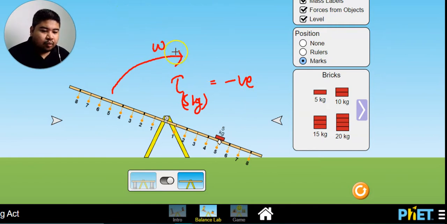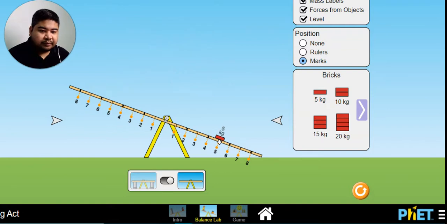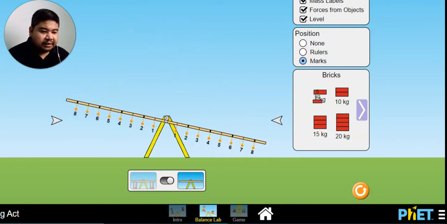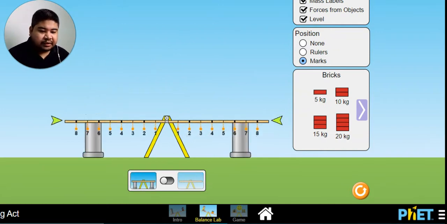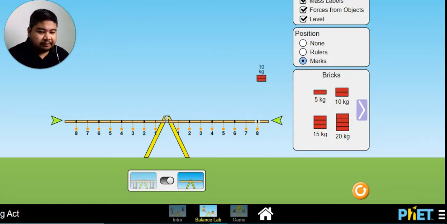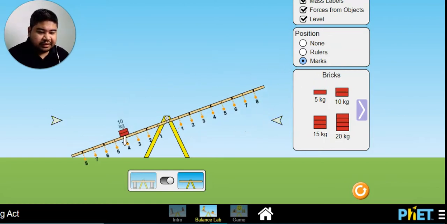Okay, what if we want the beam to be balanced? If I remove it first, okay, put it back. Now it goes back to the equilibrium position. We support it on both sides and then we remove the support. Now the beam is balanced. If we place 10 kg on the left, let's say at the 4 meter mark, the force from the 10 kg will rotate the beam in the anti-clockwise direction. So we have positive torque there.